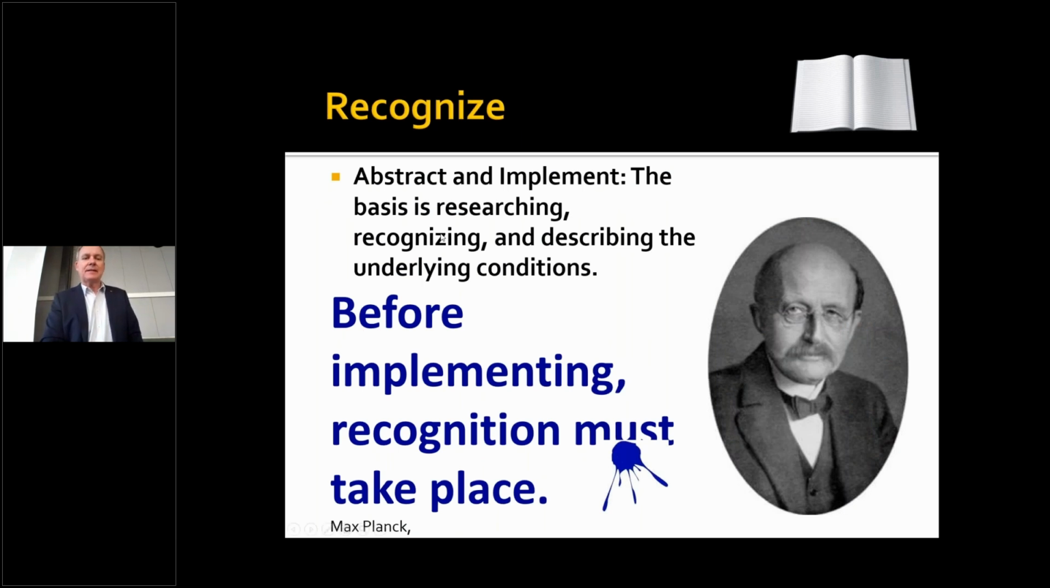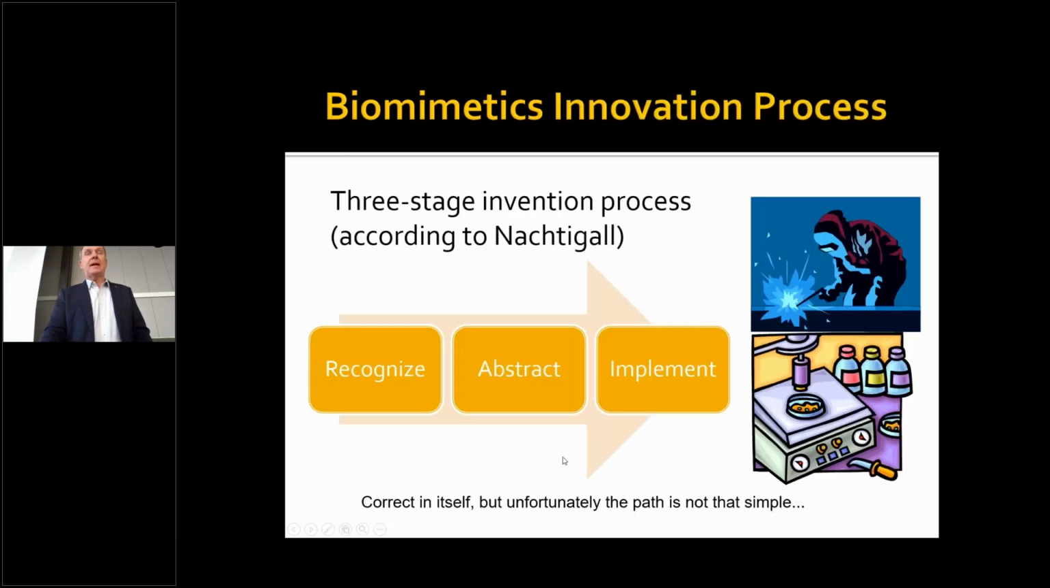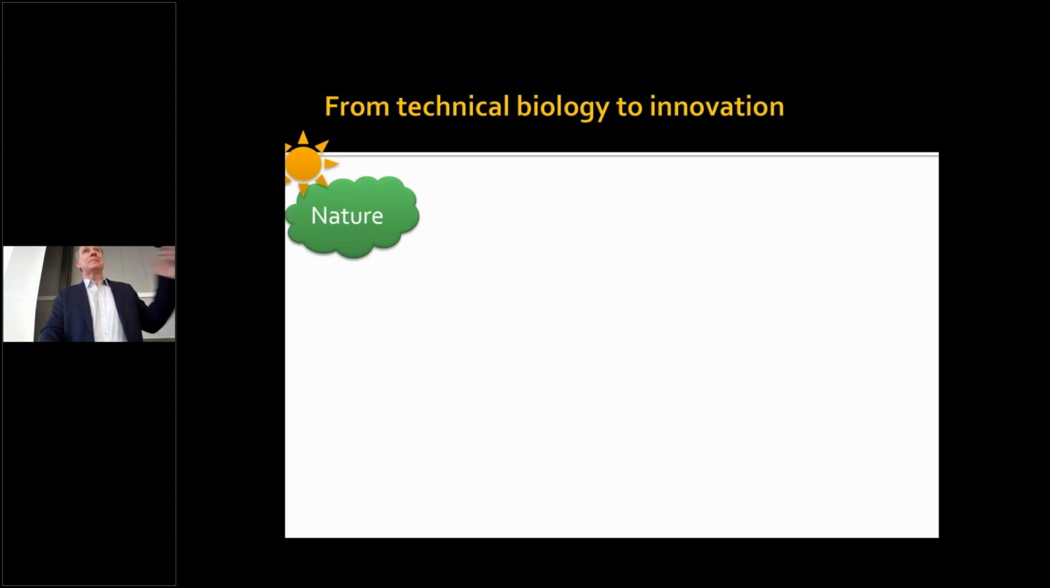And Max Planck said that for abstraction and implementing, you first have to do basic research. You have to recognize how things are working. You have to describe the underlying conditions. So he said, before implementing, recognition must take place. Werner Nachtigall, also a retired professor, one of the first bionics or biomimetics professors, said that the innovation process has 3 steps. First, recognize something, then analyze the underlying mechanisms, and then start implementing. It is correct in itself, but unfortunately, this path is not that simple. So let's expand on that.